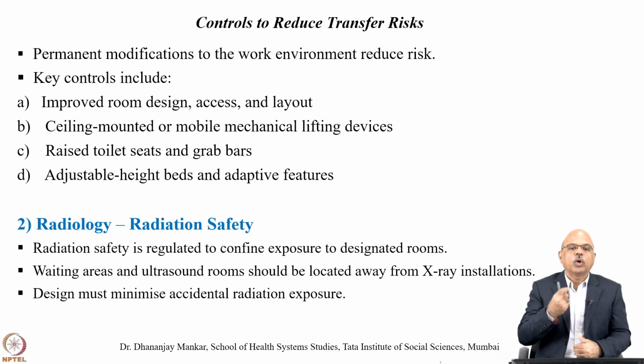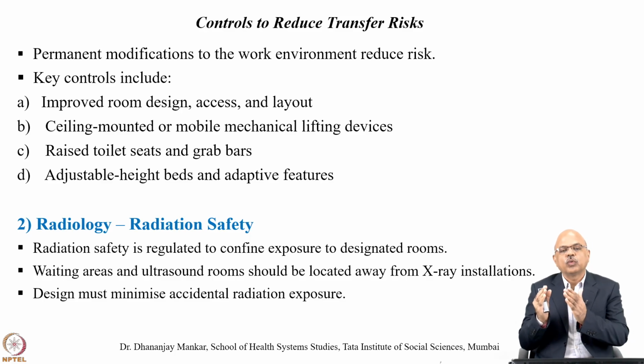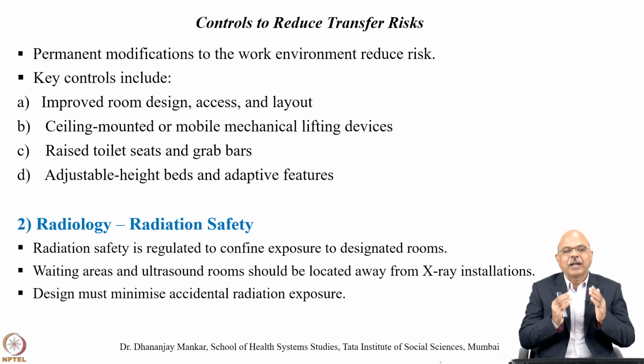To control this or to reduce the transfer risk, you need to work on some solutions. Permanent modification to the work environment reduces the risk, and is a very important way to deal with this problem. Key controls include improved room design, access to the room and layout of the room, ceiling-mounted or mobile mechanical lifting devices, raised toilet seats and grab bars, which reduce many of the issues dealt with in patient safety, and adjustable height beds and adaptive features, which add benefit to the patients and give more success in the outcome of your services.